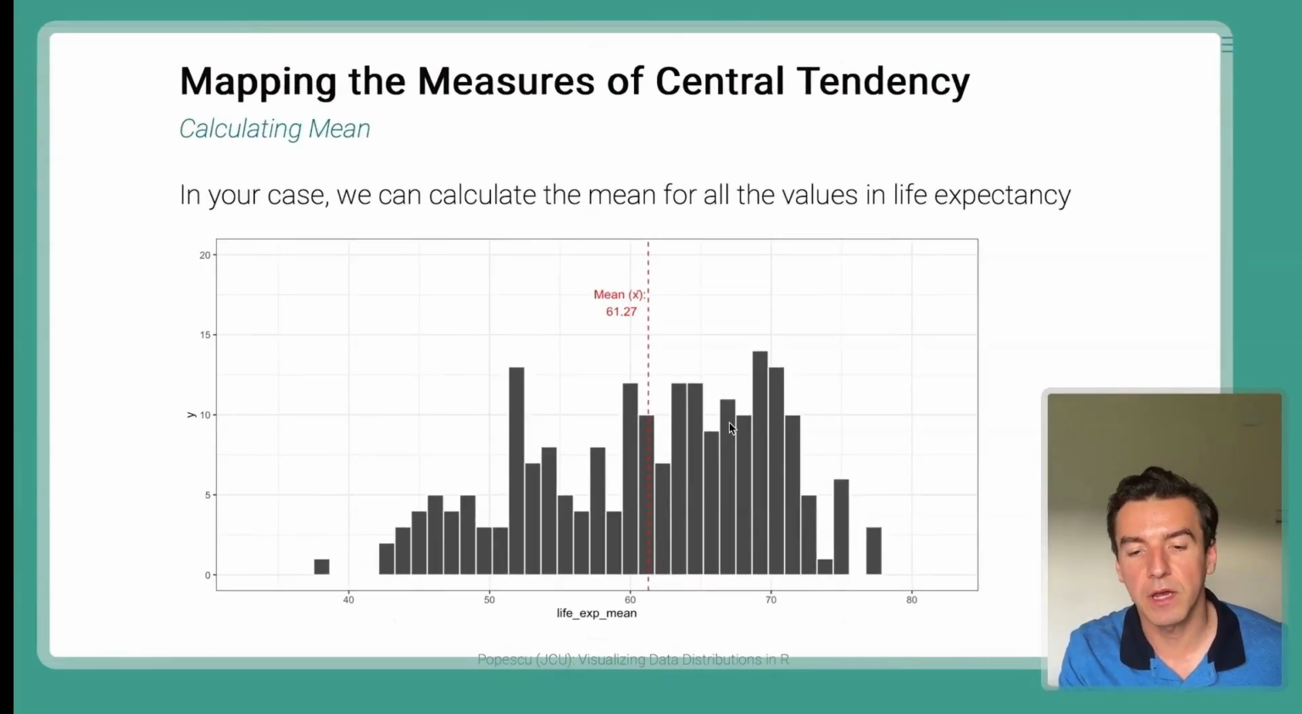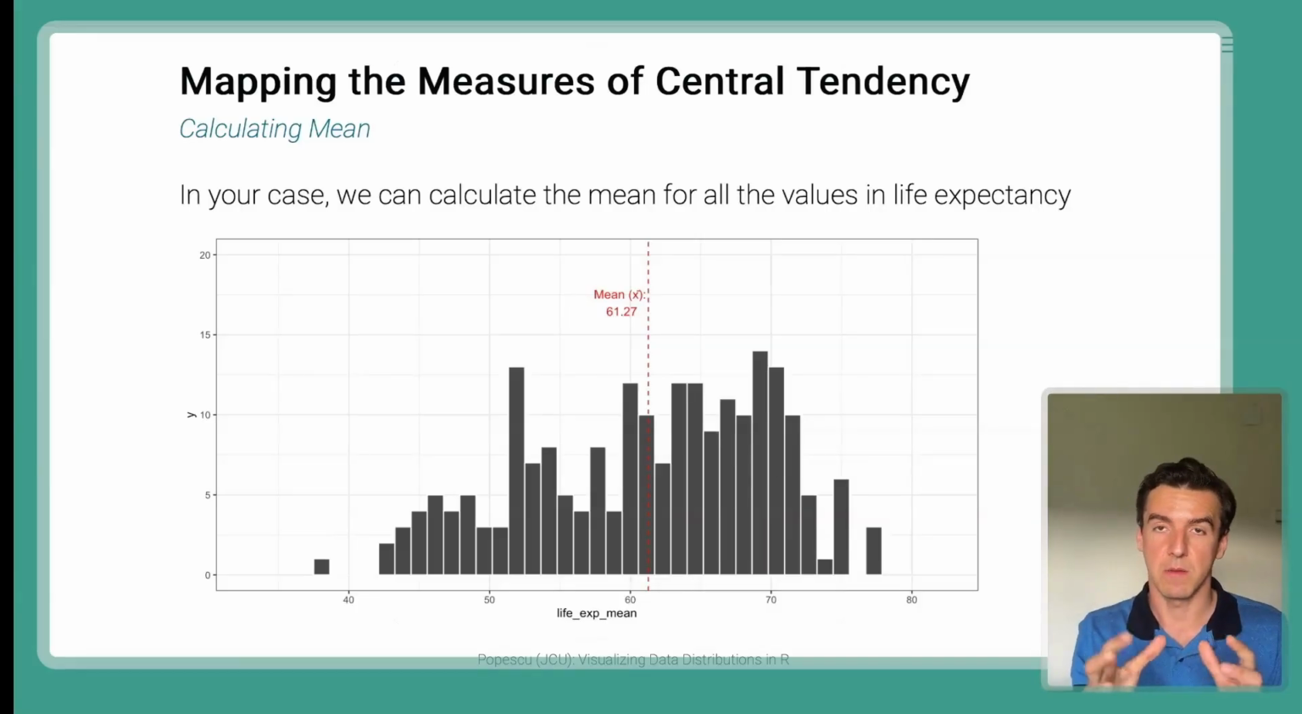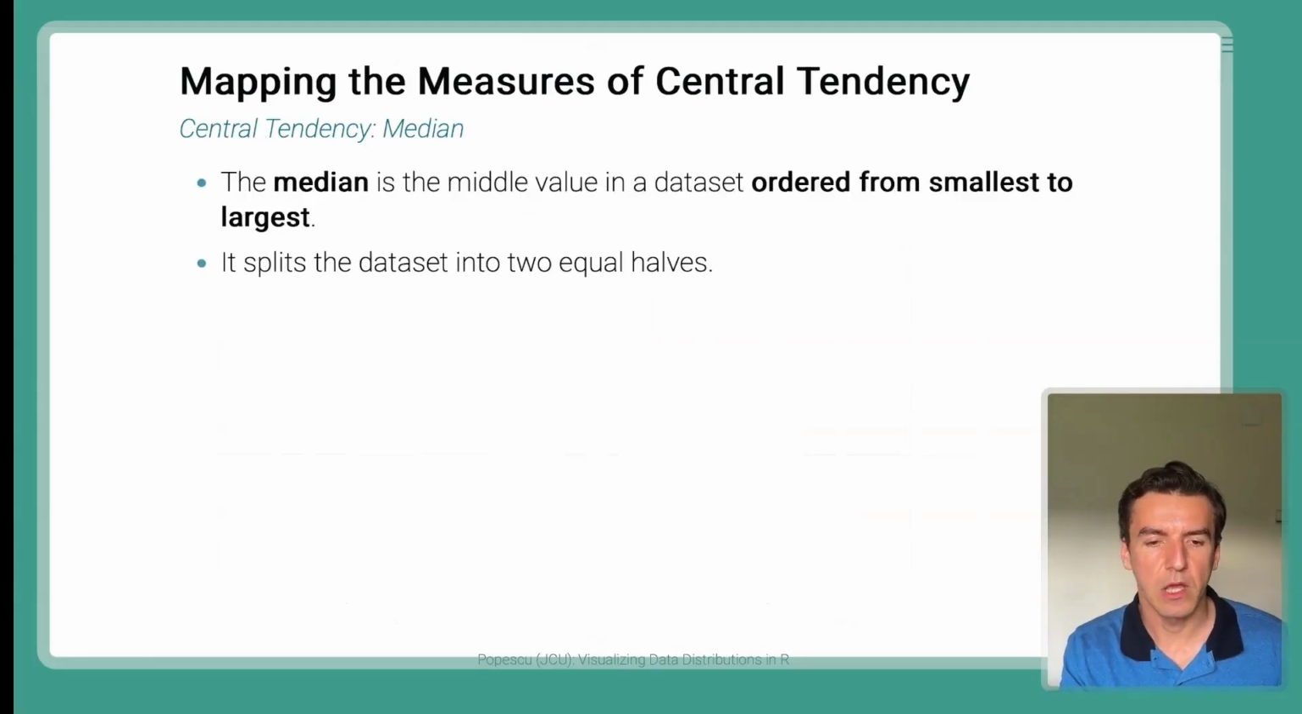This is very helpful because we understand where the data centers. The histogram fundamentally tells us about the spread of our data. Okay, the median, as we learned already, is the middle value in our data set.